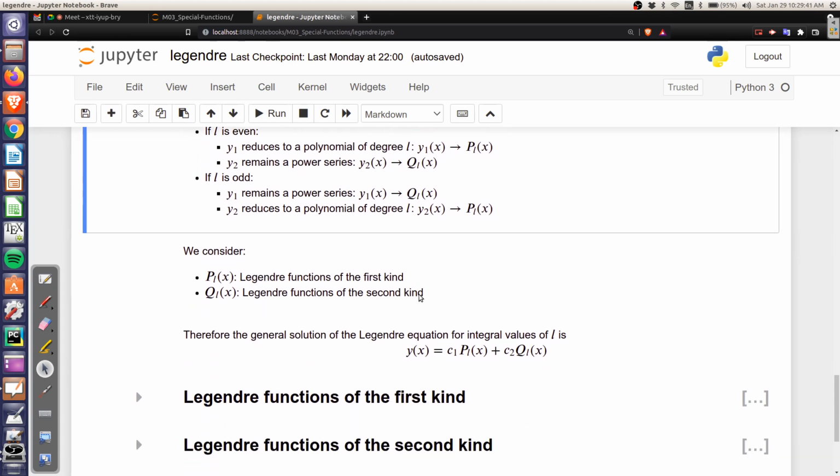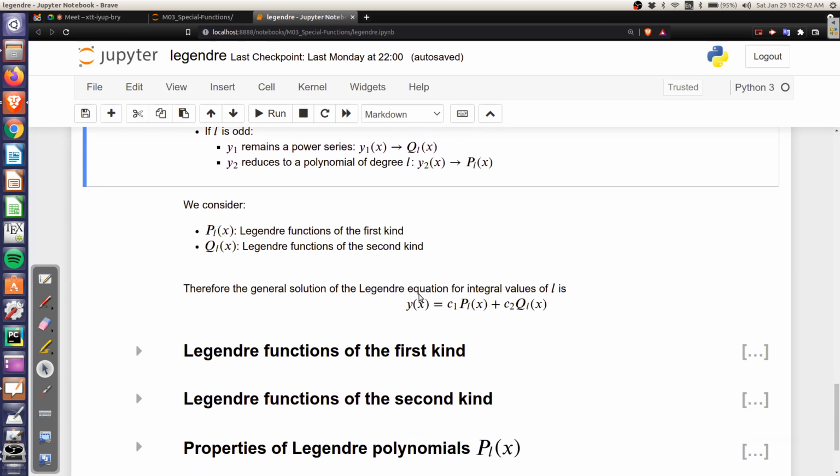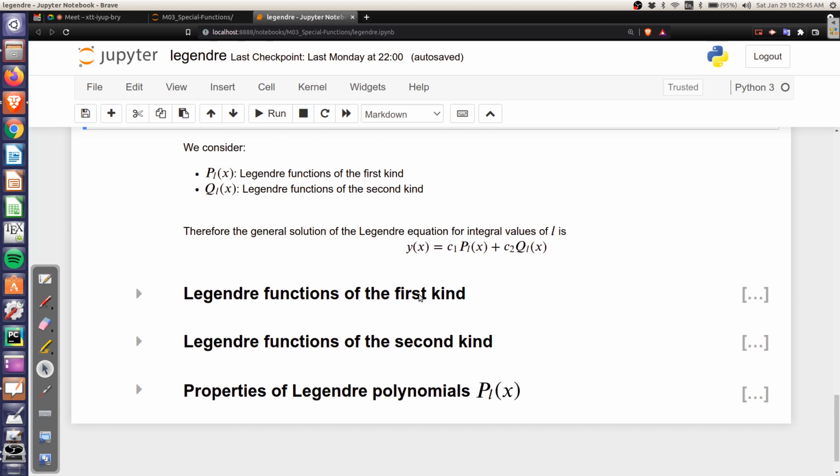So we give some special names to this. PL of x is the polynomial form, the polynomial function that we obtain depending on whether L is even or odd. This is known as the Legendre function of the first kind. And the power series form, QL of x, is known as the Legendre function of the second kind. Therefore, the general solution of the Legendre equation for integral values of L will be a linear combination of PL and QL.